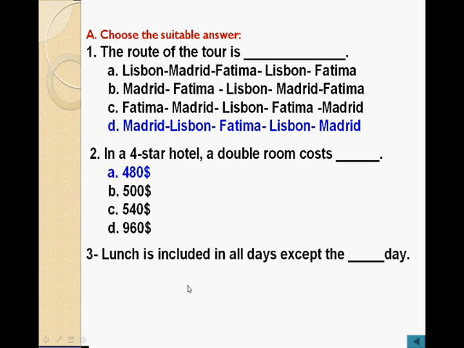Number 3, lunch is included in all days except the day. So if you looked carefully at the text, you will just find that lunch is not included in one day only. But let's look at the sentence here. Lunch is included in all days except, which means one day. Except means one day is not included in it. Okay.